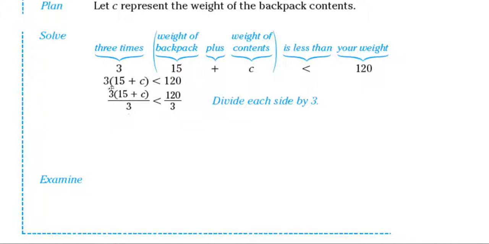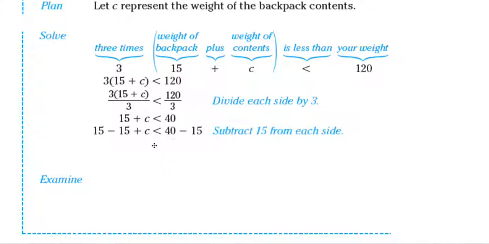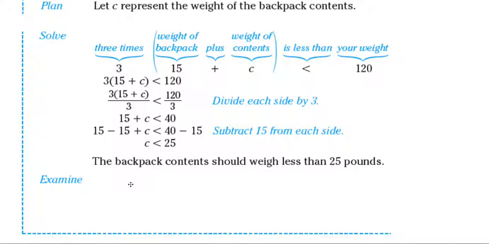Since this is 3 times 15 plus c, that means this is a multiplication operation, so we need to undo the 3 first by dividing both sides by 3. The 3 cancels out, and you end up with 15 plus c is less than 40, since 120 over 3 is 40. Then we simply solve for c. We subtract 15 from both sides of our inequality, and we end up with c is less than 25. This means that the backpack contents should weigh less than 25 pounds.